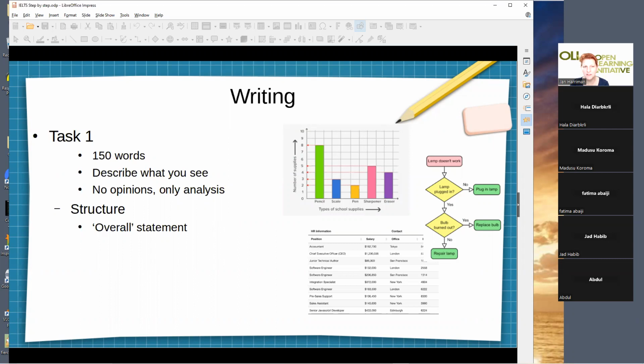The overall statement in task 1 is like the introduction in your essay. You want to say, what are the high points? You'd see that pencils and pencil sharpeners are the most numerous school supplies in this one, right? So you start with an overall statement, a clear and complete description of the image, and then key features. What are the high points? What are the low points? What's the relationship between them? And an analysis. So the key features is where you're going to be picking out the details. Analysis, where you're going to talk about how those details relate to each other.